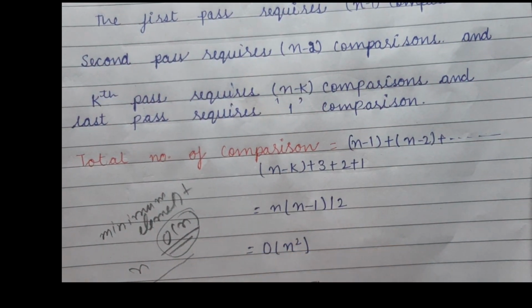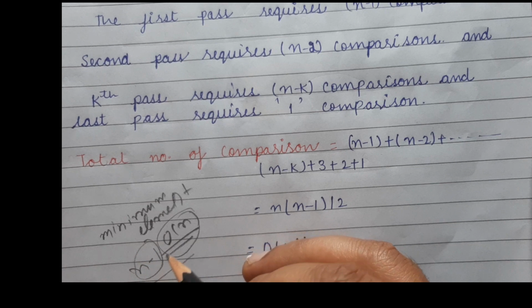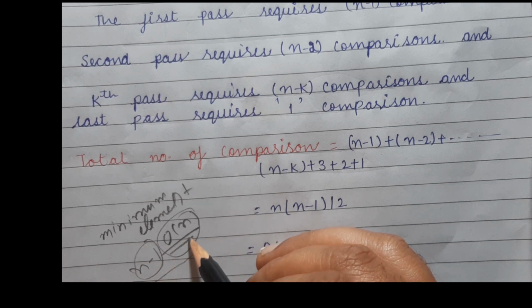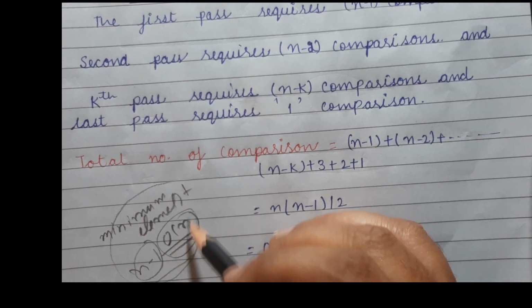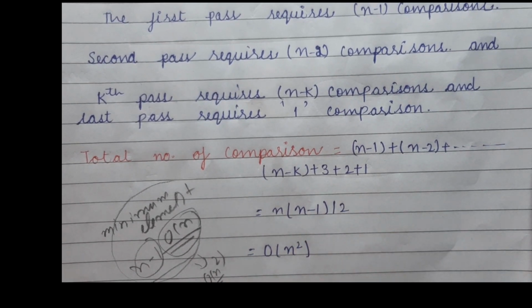So we are finding the minimum element n minus 1 times, because the number of times passes are executed, that number of times we are finding the minimum element. So n minus 1 passes are executed, so n minus 1 times we calculate the minimum element. So the overall complexity becomes big O of n square.